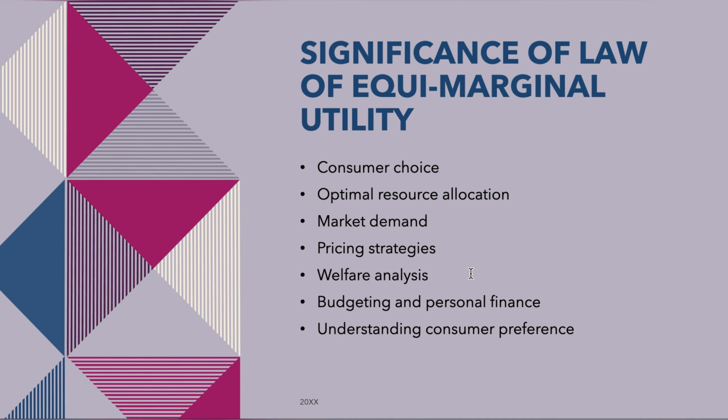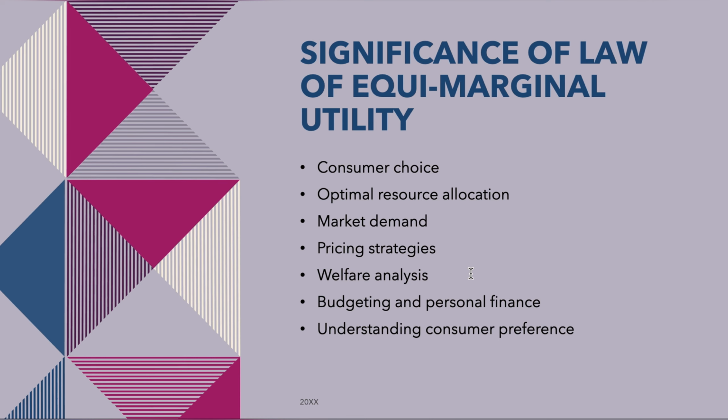Through this law, the producers will understand what a consumer actually wants. So they will produce such goods that will maximize the consumer's benefit and will keep their prices at such levels that will yield the consumer the maximum benefit.